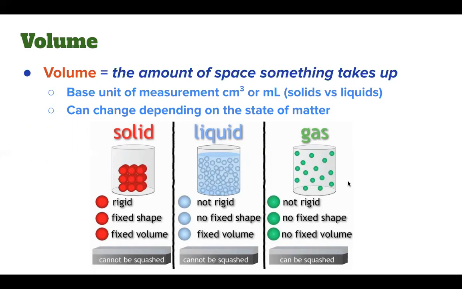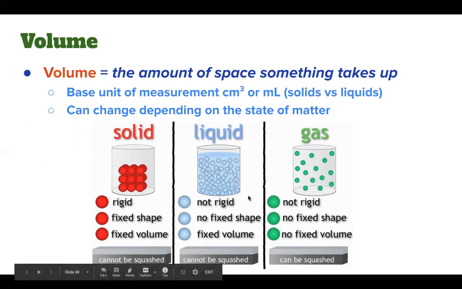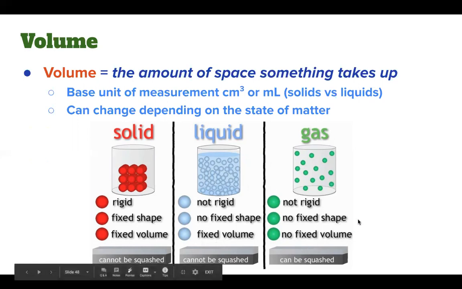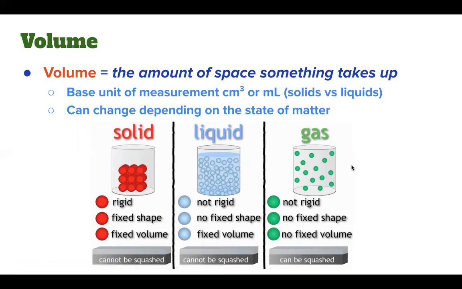Now, when you go from a solid to a liquid, your volume is going to stay the same. We say that's a fixed volume. And that's because even though the molecules are moving around a little bit more, they're still stuck together. They don't have enough energy to break free from each other like they do when they're a gas. Which is why for gases, we say there's no fixed volume. Those particles are ping-ponging all over the place, just bouncing around, filling up whatever space they can. So volume is just the amount of space something takes up.